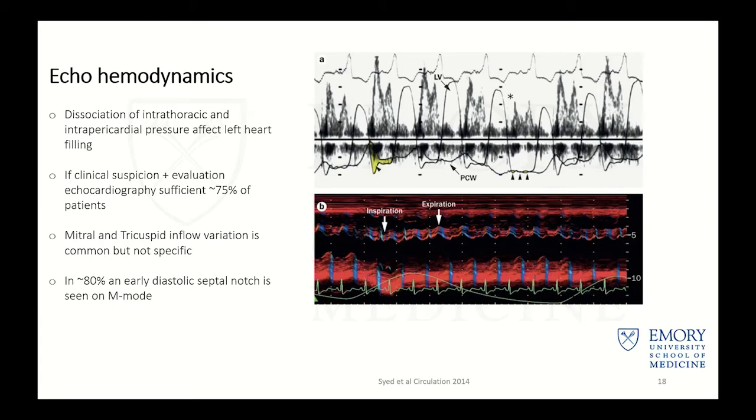In almost all constriction patients, you see some mitral and tricuspid inflow variation, and we said that it is because of the alternating filling of the left heart or the right heart, but this is not specific to constriction, as you know. You can see that in many other conditions, like, for example, asthma or cardiac tamponade. So you can see that variation, but it's not very specific to constriction itself.